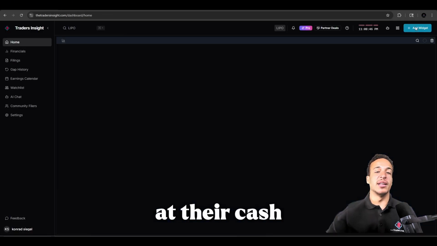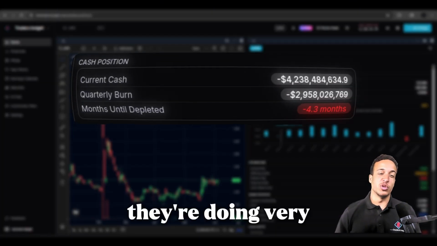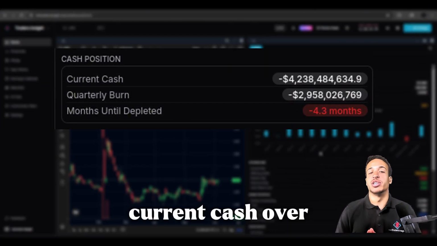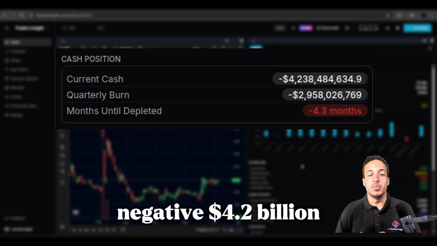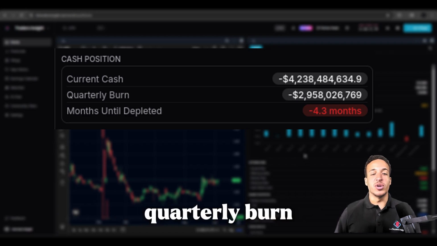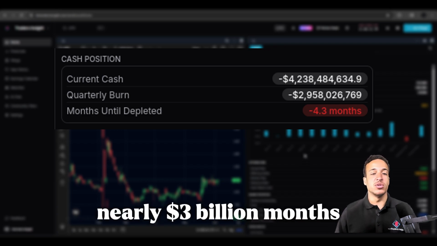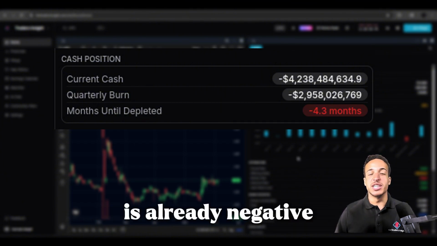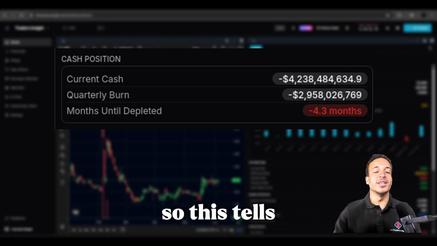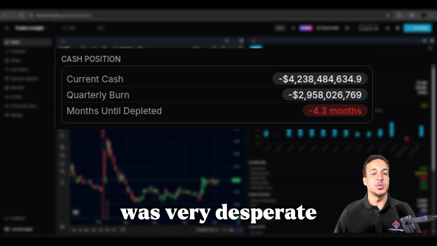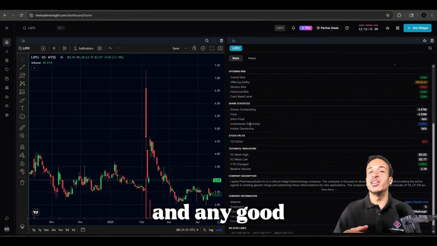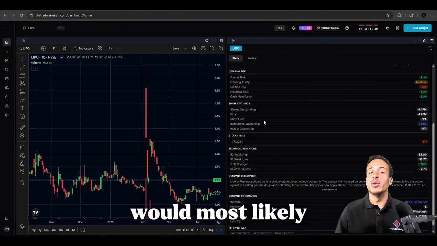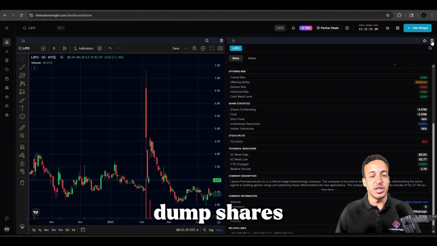Let's take a look at their cash position. They're doing very badly. Current cash is over negative $4.2 billion. What is their quarterly burn? Nearly $3 billion. Months until depleted, until they have no more cash, is already negative. So this tells us that this company was very desperate for cash, and any good news that would come out would most likely be used to dump shares.